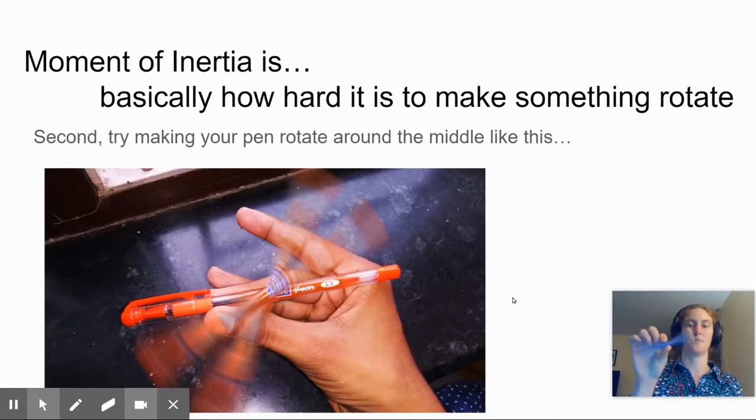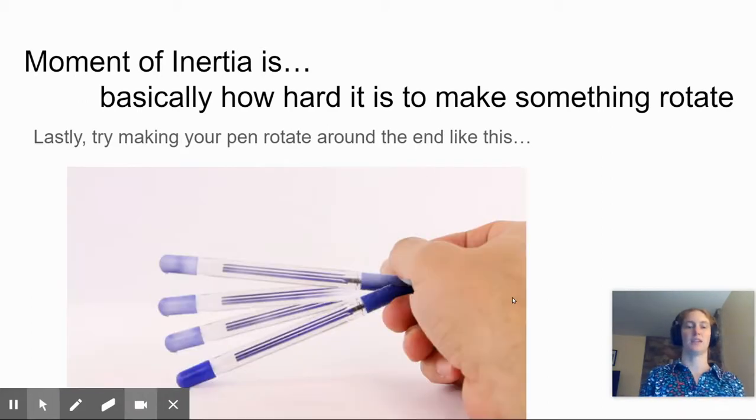Then I want you to take the same pen and rotate it like this. And I want you to pay attention to how much force, or how much torque, you're applying to make it rotate. Remembering that moment of inertia is how hard it is to make this thing rotate, you're going to take the same pen, hold on to the end of it, and now rotate it this way.